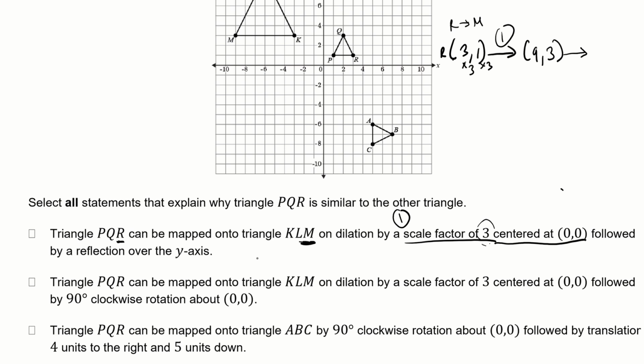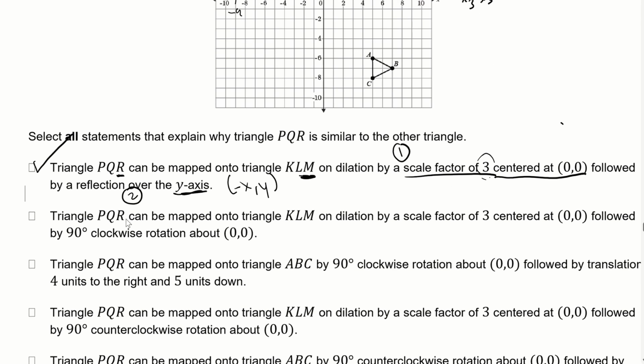Followed by a reflection, so we're going to do a reflection now. Reflection over the y-axis means that you're going to have the x being negative, all right? So that means it's going to be negative 9, 3. Now, is that the same as the coordinate M? Well, this is negative 9 and 3, so that looks good. And if I did that for P, which is 1, 1, that would be 3, 3, then it'd be negative 3, 3. Okay, so that would work. So this looks good. I'm going to check that. Okay, so that can be mapped onto that.